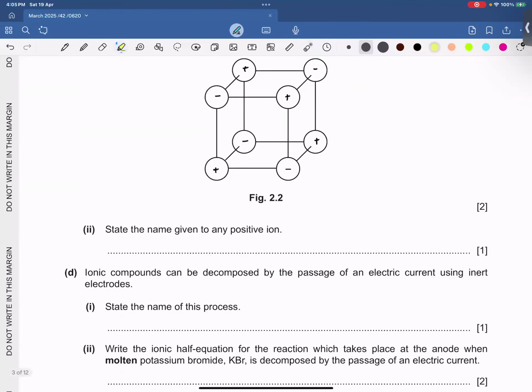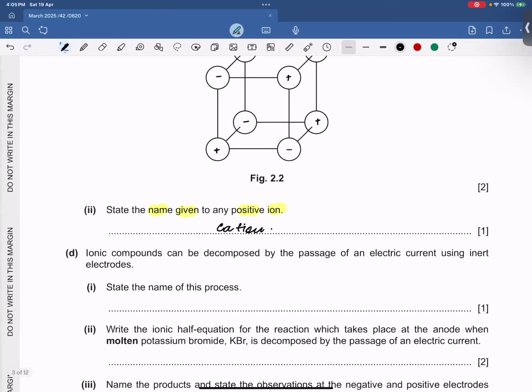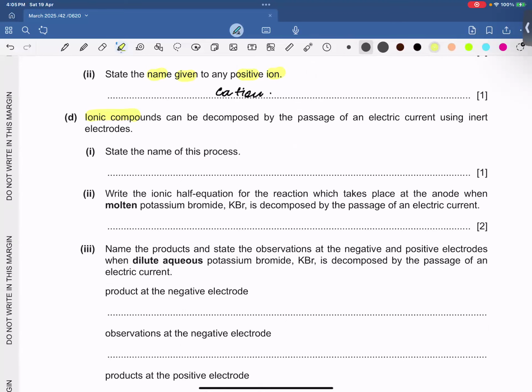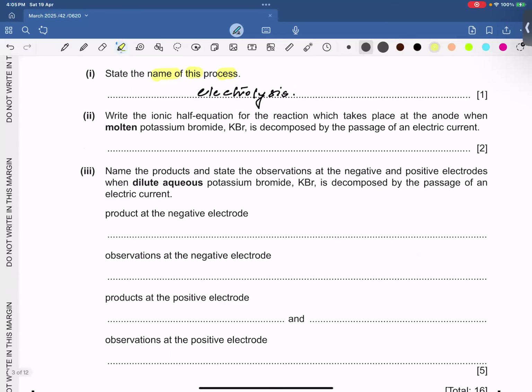Give the name given to any positive ion. That's cation actually, because a positive ion is also called a cation. Ionic compounds can be decomposed by the passage of an electric current, and that's called electrolysis. So name the process: electrolysis. Write the ionic half equation for the reaction which takes place at the anode. By the way, the anode is attached to the positive terminal of the battery, and obviously at the anode oxidation takes place.